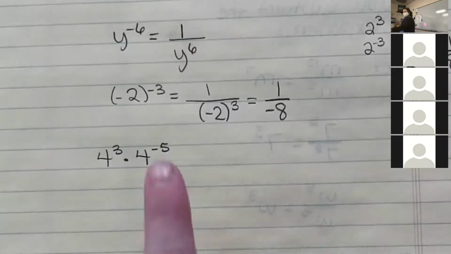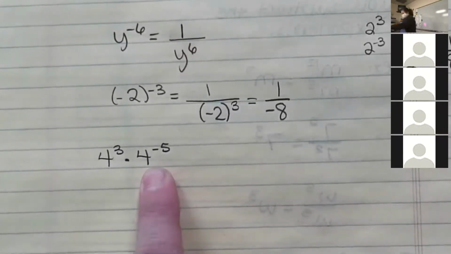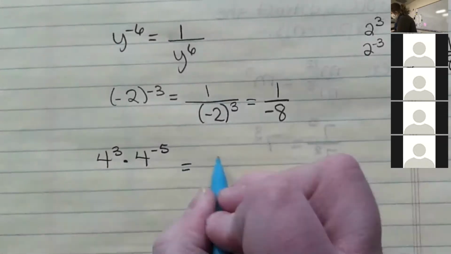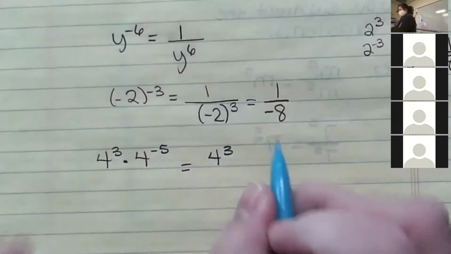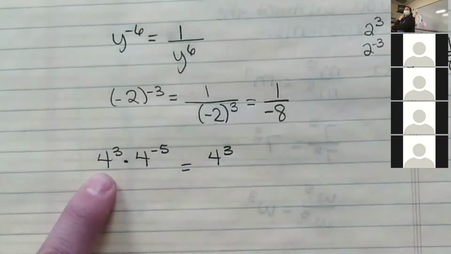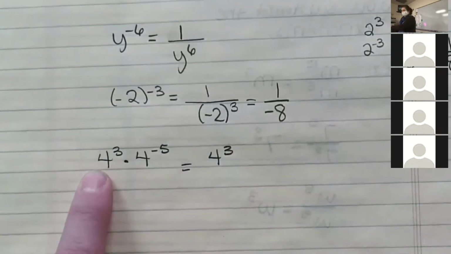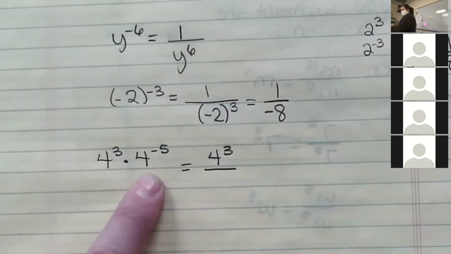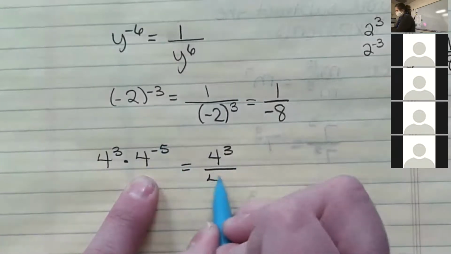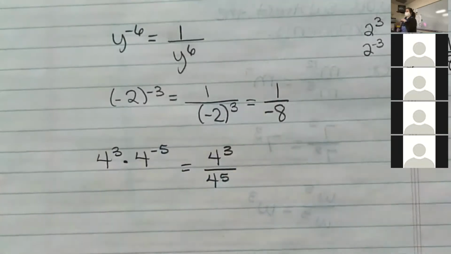Okay, you want to start with this guy and do what with him? Throw him in the basement. Okay, let's do that. So I have 4 to the 3rd. Don't move him because 4 to the 3rd's happy, right? He doesn't get punished just because he's unhappy. He can stay upstairs. Okay, but this guy, he's unhappy. Let's put him down in the basement. Now his exponent turns positive.